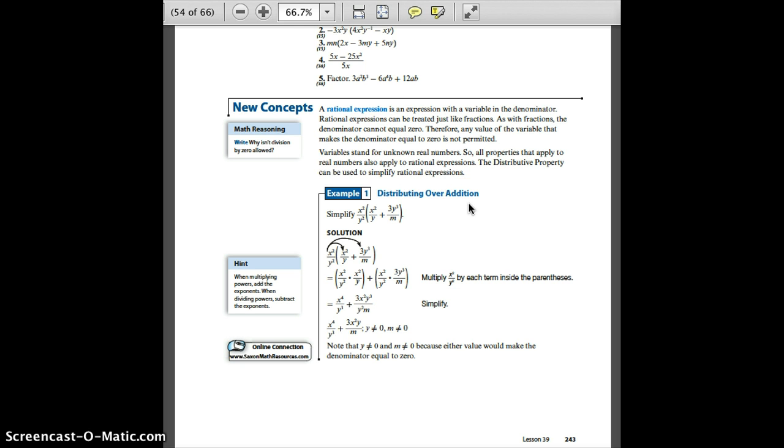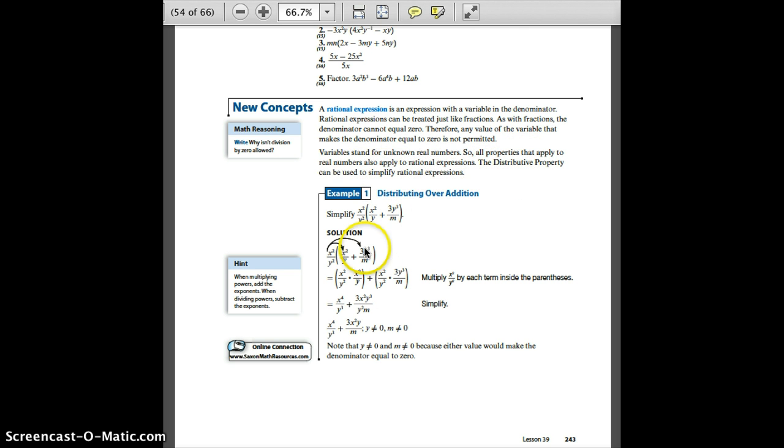It says a rational expression is an expression with a variable in the denominator. Rational expressions can be treated just like fractions. As with fractions, the denominator cannot equal 0. Therefore, any value of the variable that makes the denominator equal to 0 is not allowed, not permitted. Variables stand for unknown real numbers, so all the properties that apply to real numbers can apply to rational expressions. The distributive property can be used to simplify rational expressions.